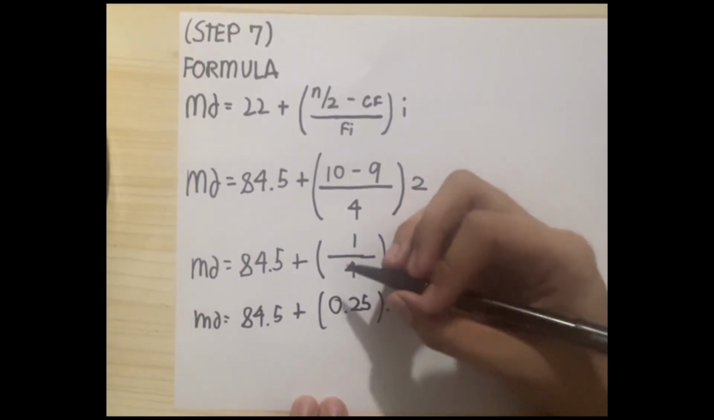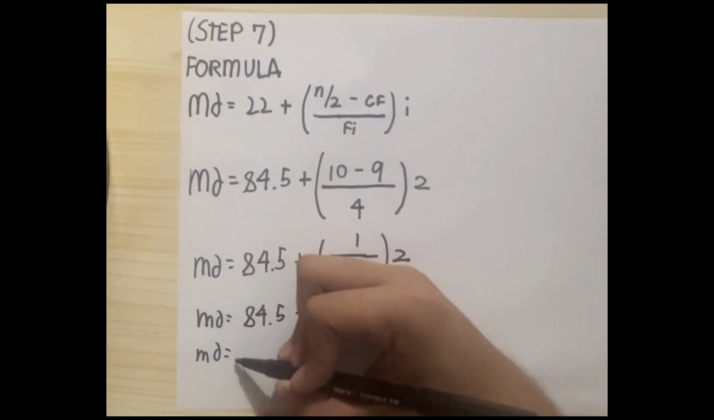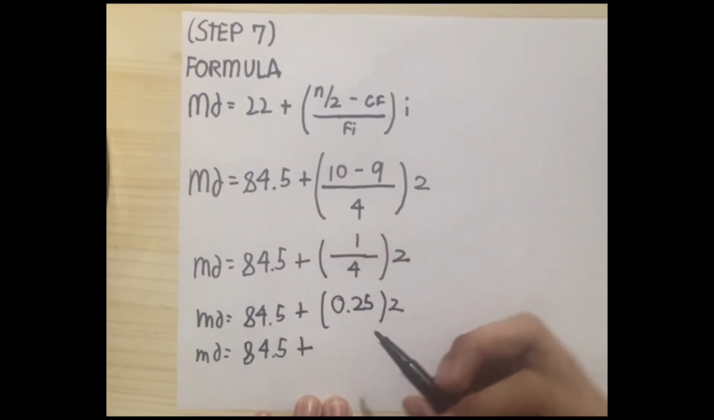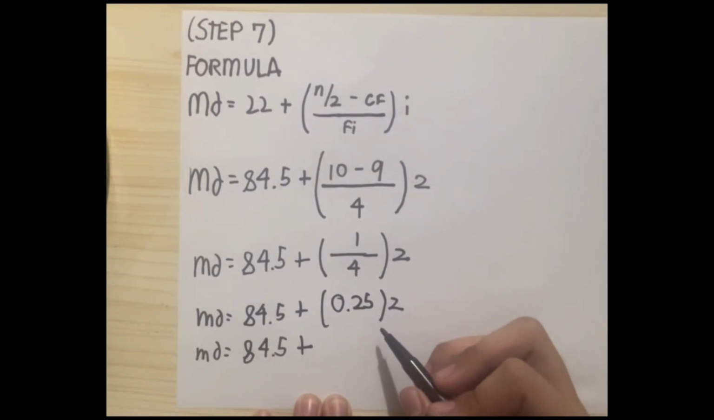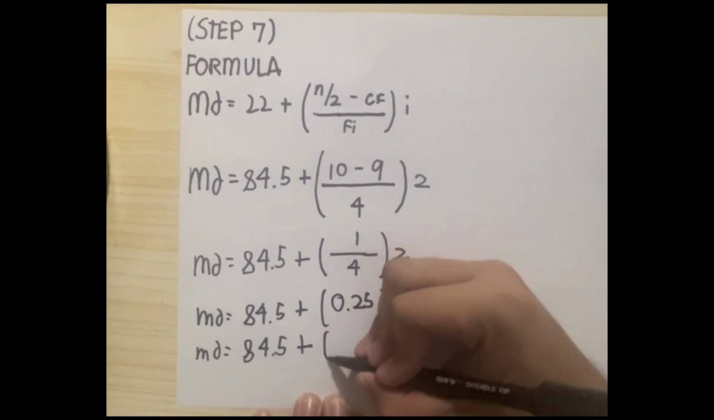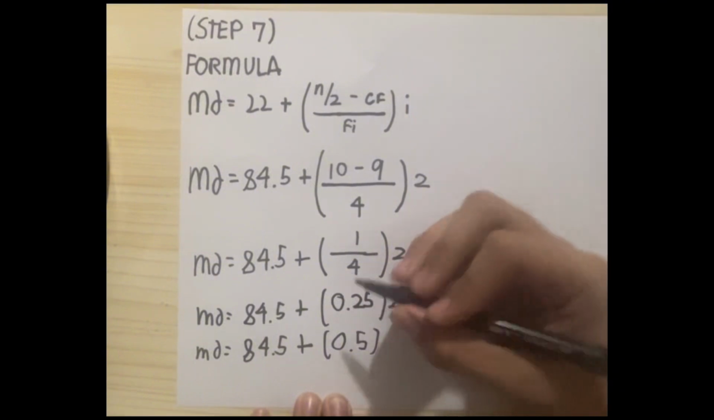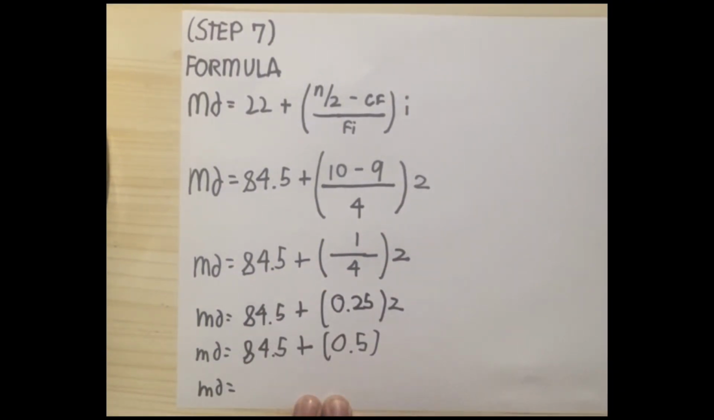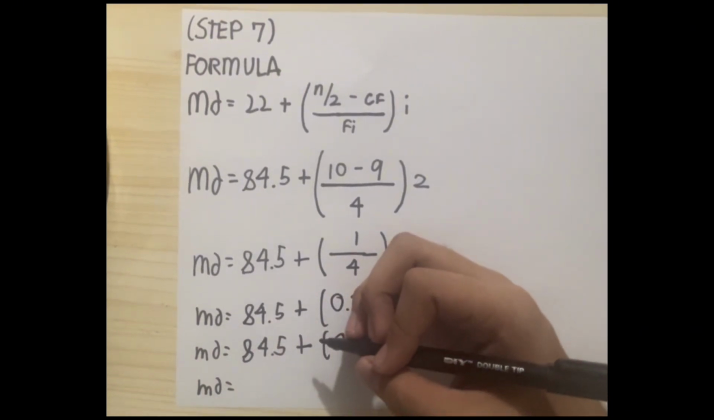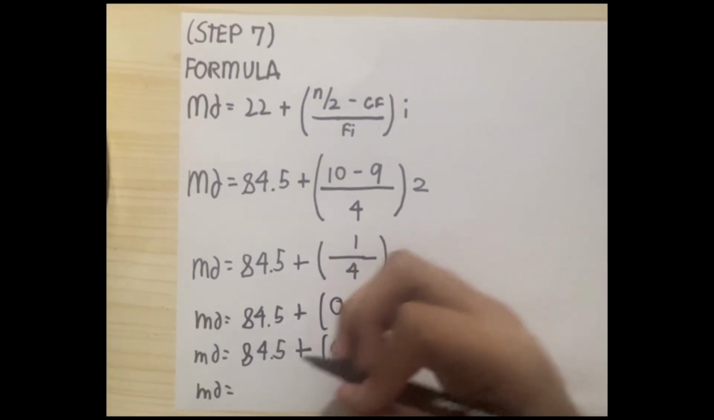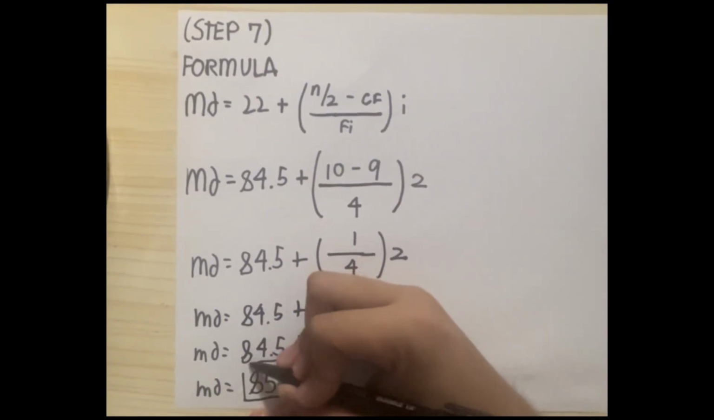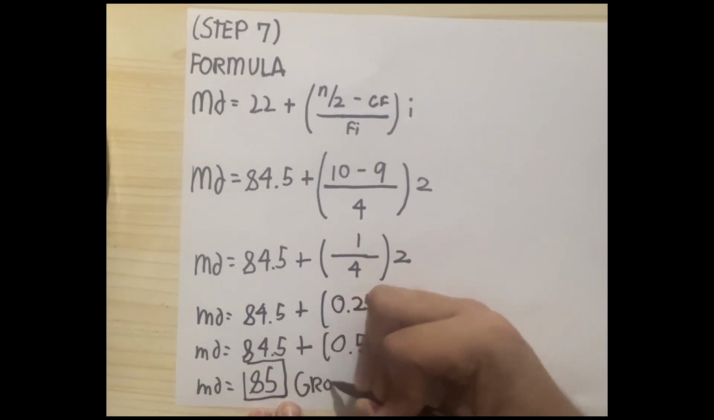0.25. 0.25 multiplied to the value of 2 is 0.5. Now we will be adding the two values, 84.5 and 0.5. 84.5 plus 0.5 is equal to 85. 85 is our group median.